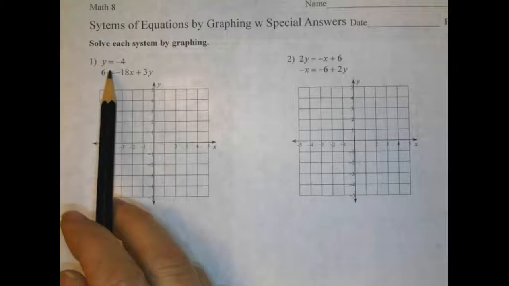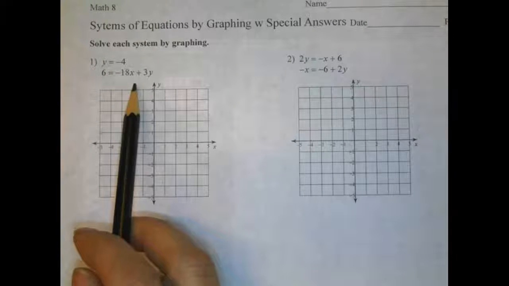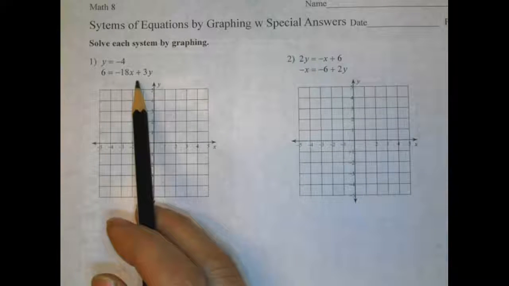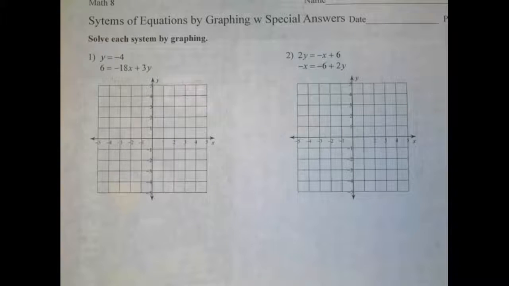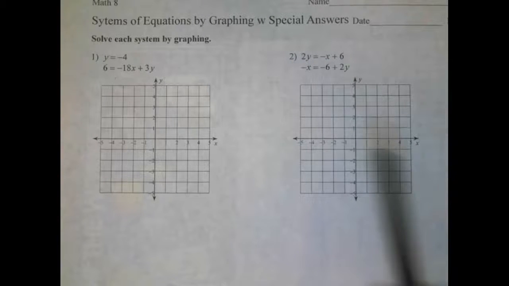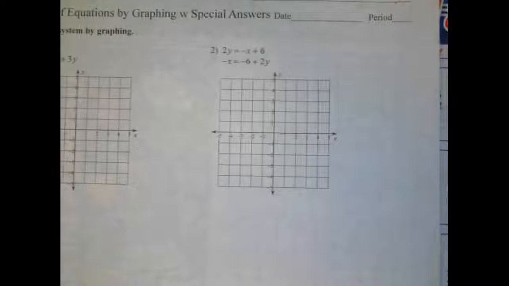You can do a t-chart and graph it. This one you can find your intercepts. I don't care how you find it and how you graph it. You can put it into slope-intercept form. You can find intercepts and graph it. You can use a t-chart. That's up to you. We're going to do number 2 because number 2 is a little special.